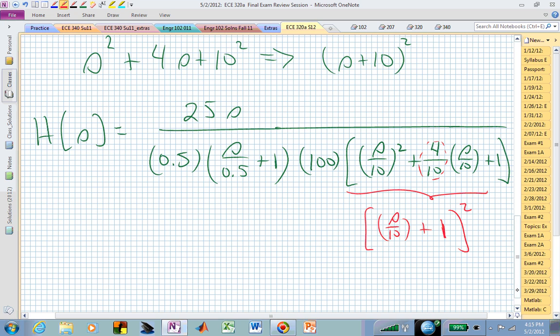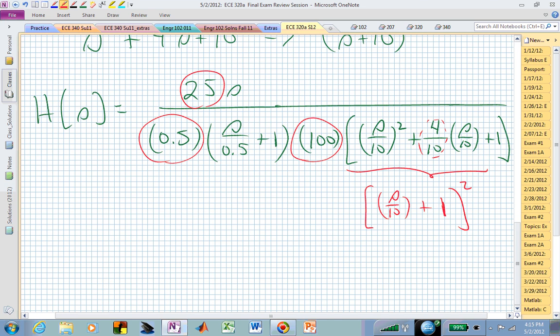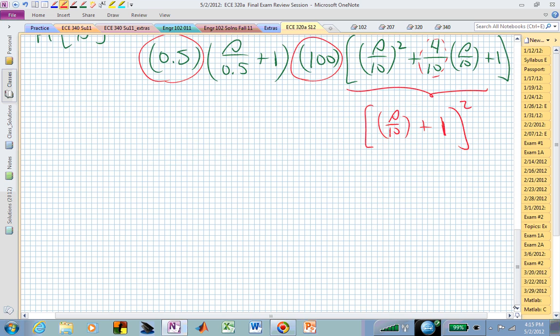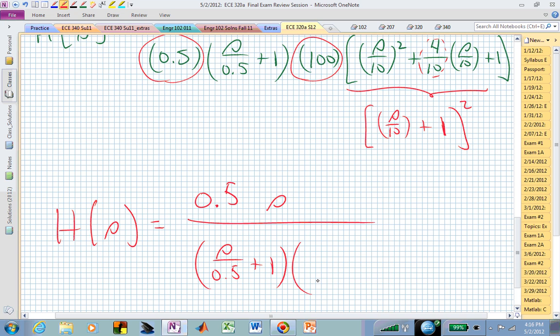And we now can combine all of these pieces into one number. So we have 25 divided by a half. There's 50 divided by 100. So that we now end up with H of s is going to be 0.5 s over 0.5 plus 1. And then we have s over 10 plus 1 squared. Any questions so far? Is this making sense?